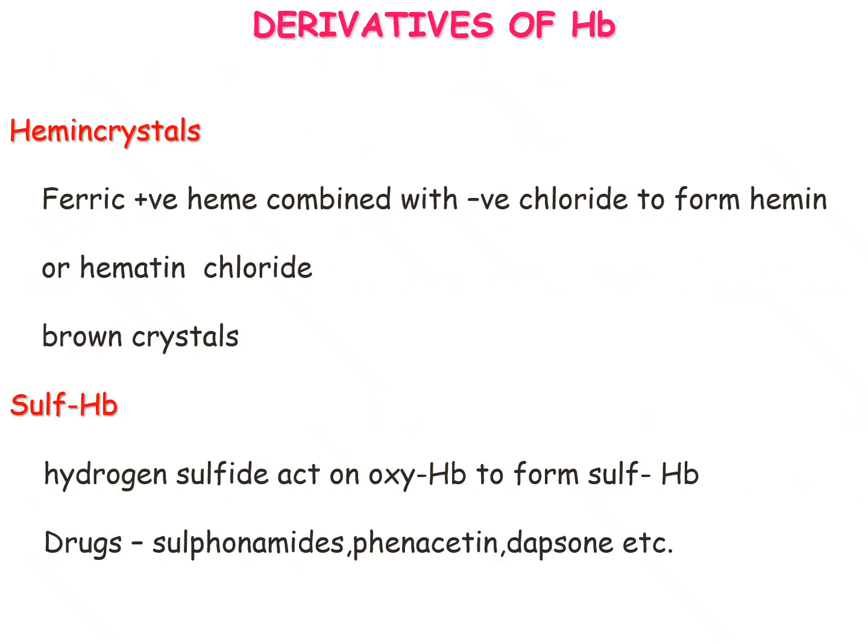Hemoglobin derivatives: hemin crystals at last. Ferric positive heme combined with negative chloride forms hemin crystals or hemin chloride, which is brown in color. And sulfhemoglobin: hydrogen sulfide acts on oxyhemoglobin to form sulfhemoglobin. Some drugs also lead to it: sulfonamides, phenacetin, dapsone, etc. So these are the derivatives of hemoglobin. We have seen oxyhemoglobin, carboxyhemoglobin, methemoglobin, hemin crystals, and sulfhemoglobin. A very important 5-mark question they will ask in the university also.